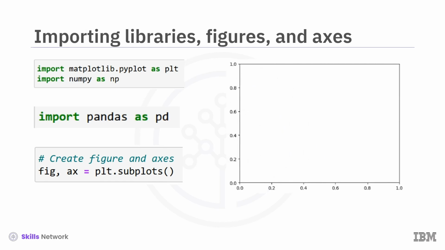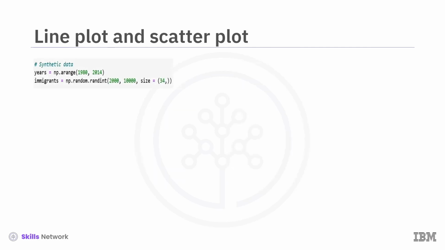The figure-axes pair provides greater control over the figure or canvas. Now name the plot that you want to create on these axes. Let's now call the plot function on the axes to display the line plot. We'll create some synthetic data to generate the plot using NumPy. years is equal to np.arange, passing 1980 to 2014. The arange function will generate a 1D array of numbers from 1980 to 2013, excluding 2014.